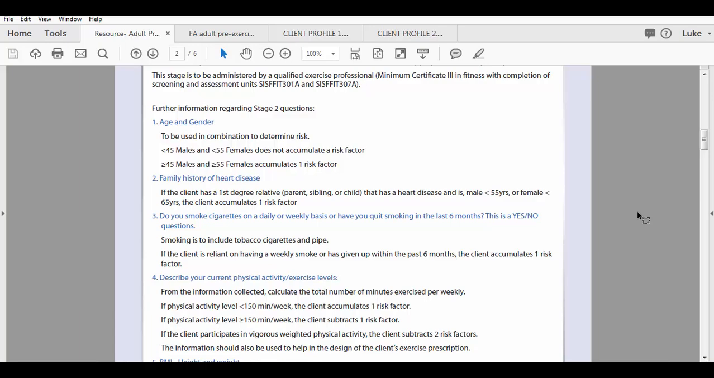The next one relates to smoking in terms of cigarettes. It could be tobacco, cigarettes and pipe. If you do smoke regularly, then you get a yes, which will be a 1 risk factor score.